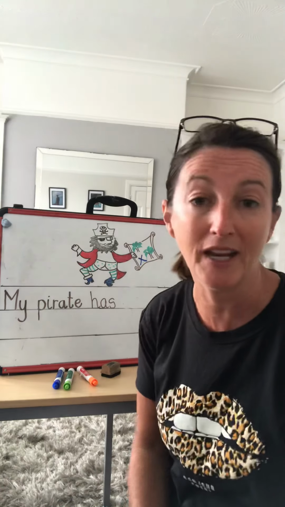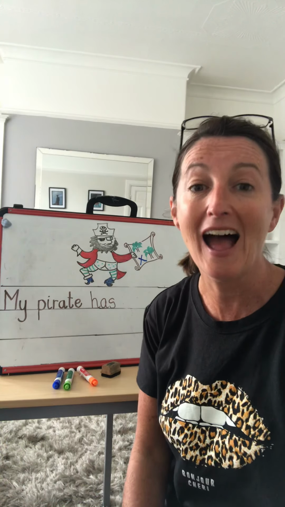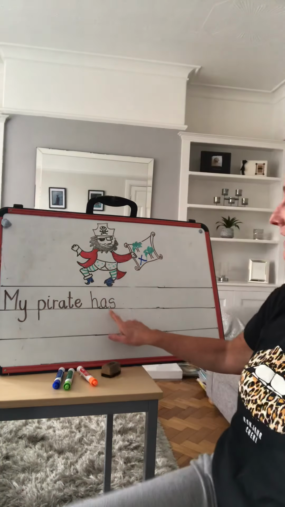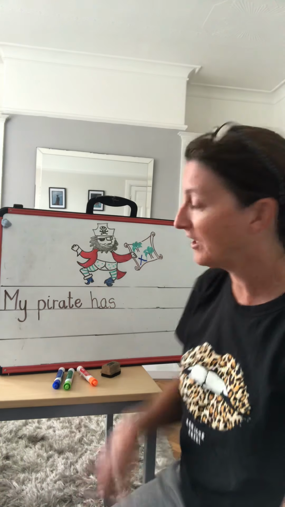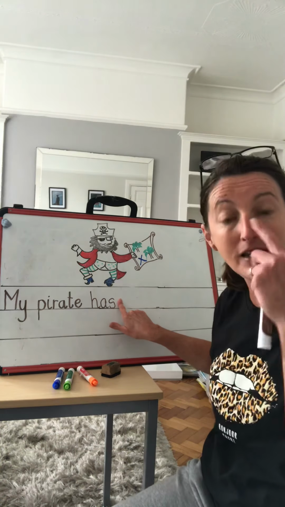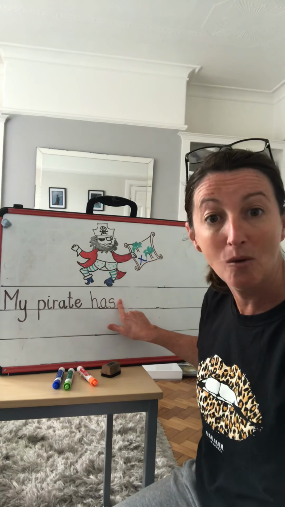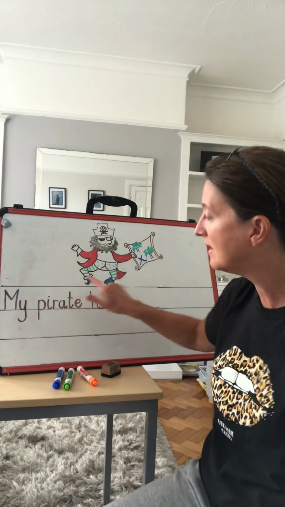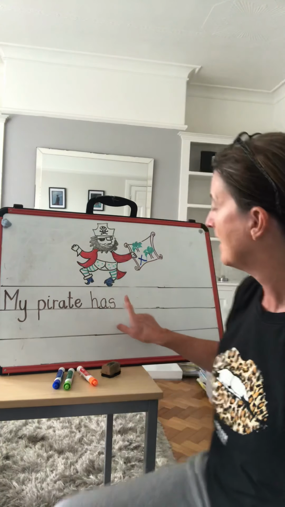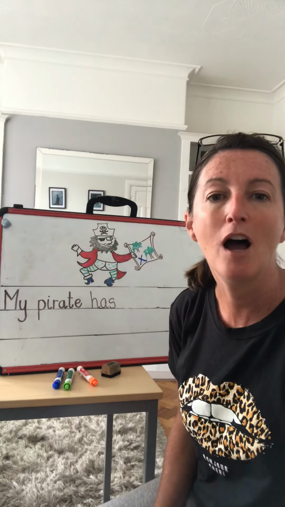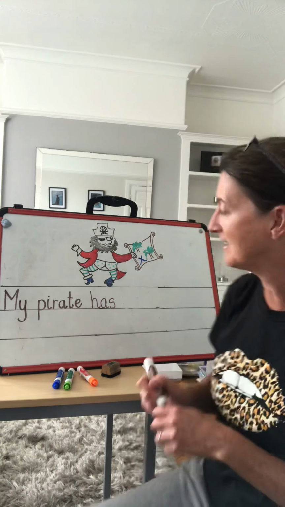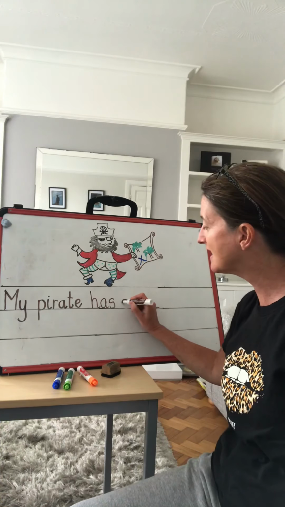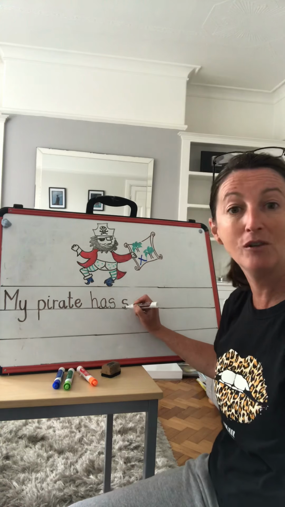So we could sound that out. Has. Spotty. Now we're going to write that word spotty. Now I'm going to use a finger space because we need to leave a space between our words. That shows you know what a word is. Spotty. Spot-y. That's going to be the tricky bit. So let's write that. What other sound can you hear?